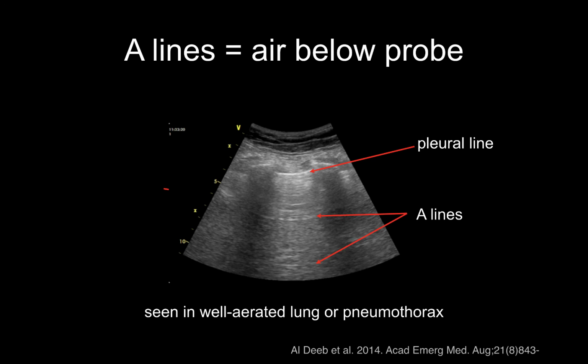In addition to the anatomical structures that we showed in the last slide, I want to highlight here a finding called A-lines. These A-lines are repetitive horizontal artifacts that course in parallel to and below the pleural line. They're not an actual anatomical structure. They're just an artifact of the ultrasound image. But the presence of this artifact is useful because it tells us that there's air under the probe. So the way to remember this is A for air under the probe. You would expect to see A-lines, for example, in a normal, well-aerated lung as well as in a pneumothorax, but you would not expect to see them in consolidations.